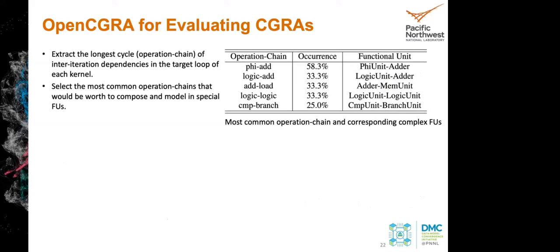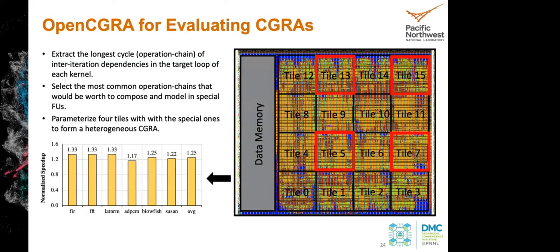To be specific, we first extract the longest recurrence cycle in the DFG, and then we can design a complex functional unit to execute the most common operation chains in a single cycle. This table shows the most common operation chains extracted from the representative application kernels. Afterwards, certain tiles of a homogeneous CGRA can be equipped with the complex functional unit to form a heterogeneous one.